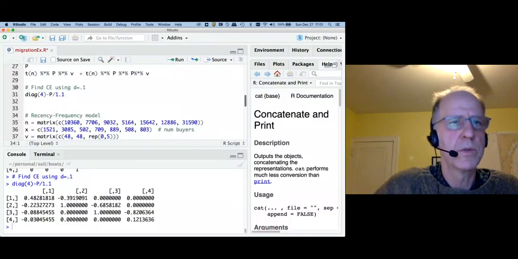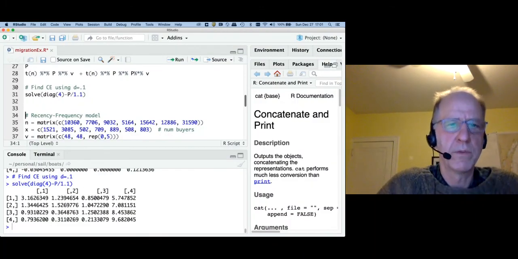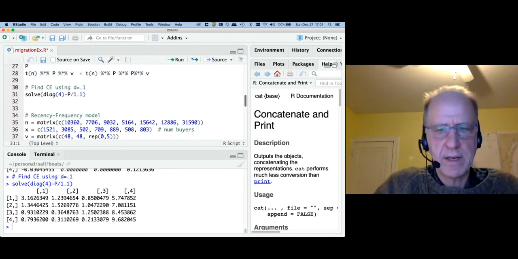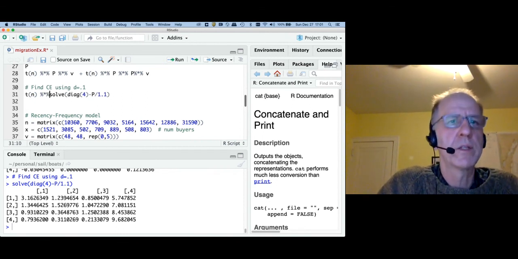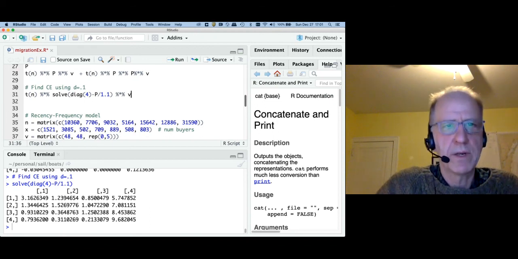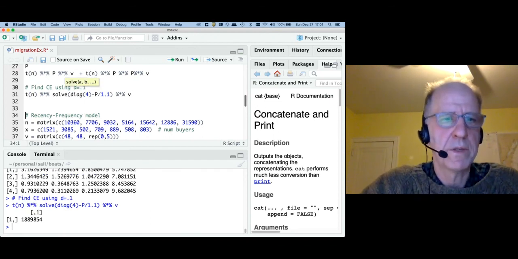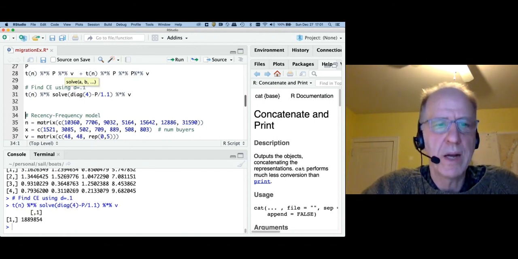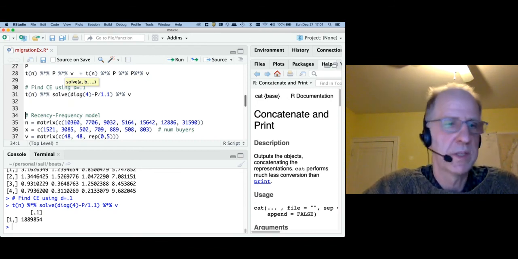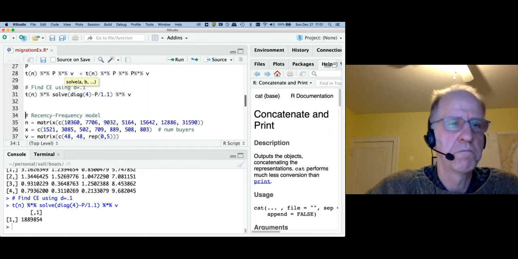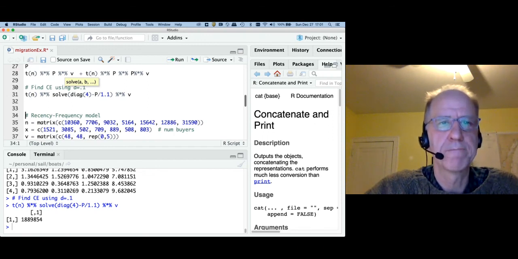Now we need to solve it. So let's go solve it. We've inverted it. And then if I take here's my initial vector transposed, times that, times the value vector, we'd have the total customer equity of that cohort from 2006 on. So it's about just under $2 million.